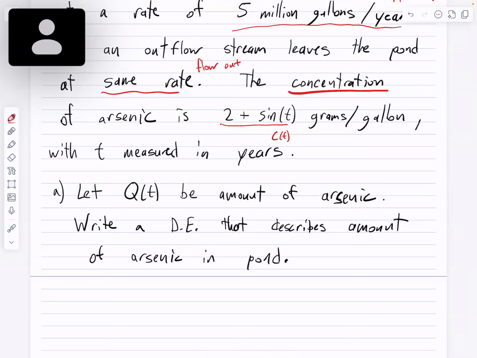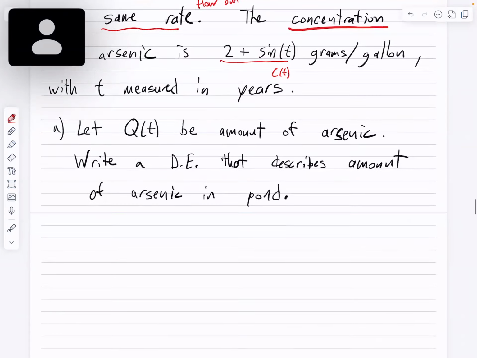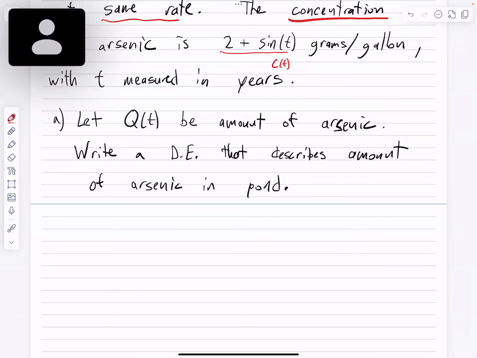Let Q of t be the amount of arsenic. How do we want to do this? Write a differential equation that describes the amount of arsenic in the pond. So Q prime is going to be rate in minus rate out. And rate in is going to be equal to the flow rate in times the concentration.